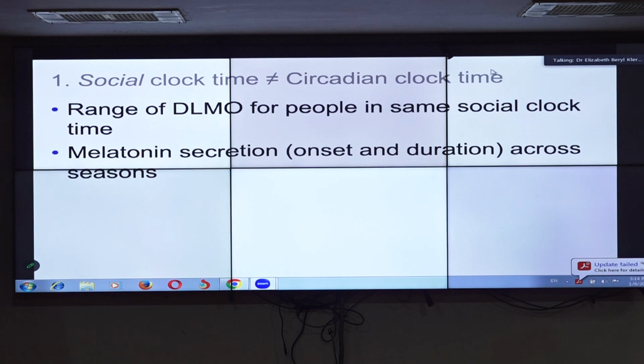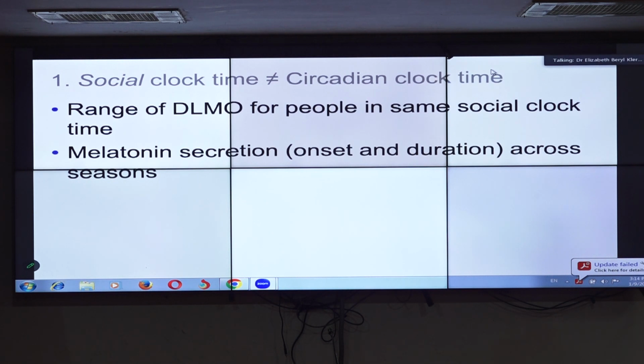And are they interchangeable? And this is the idea that they're not. So we know that social clock time, the time on your watch or the time you show up at a lecture, is not the same thing as circadian clock time. I already showed you an example of somebody who's blind, and their circadian phases change at different circadian clock times.